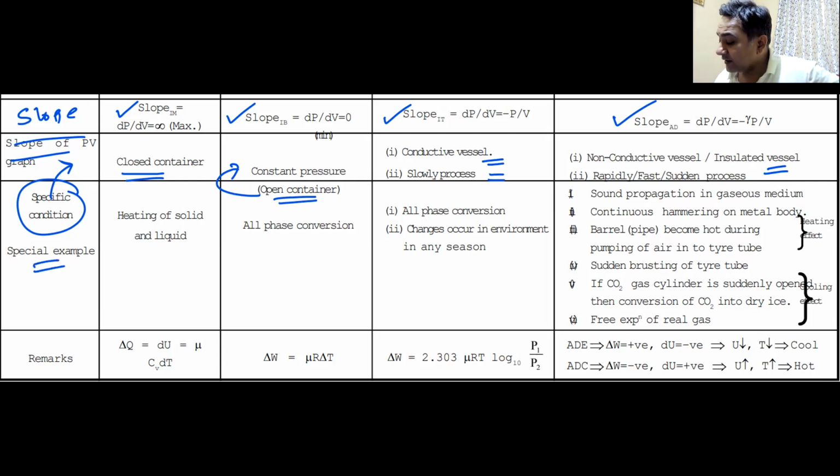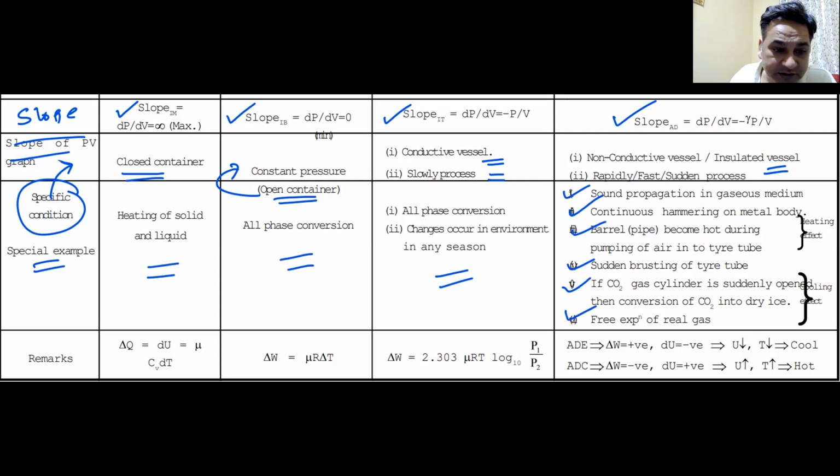Examples of these processes: for a constant volume process, heating of solid and liquid. For a constant pressure process, phase conversion. For constant temperature process, all phase conversion, and whatever happens in the environment, because atmospheric pressure is constant. For adiabatic process, I have already told you all these things. If you can remember them, it is very, very good.